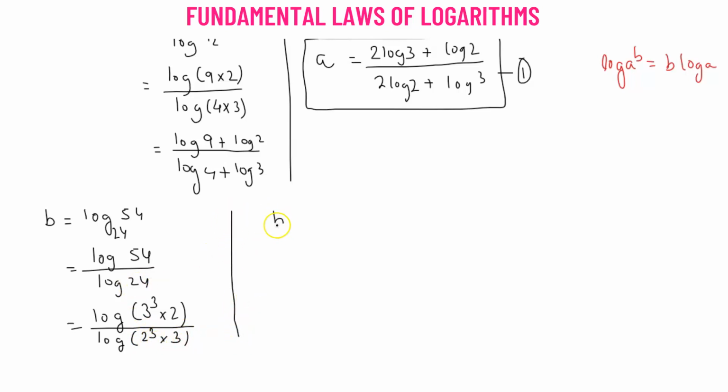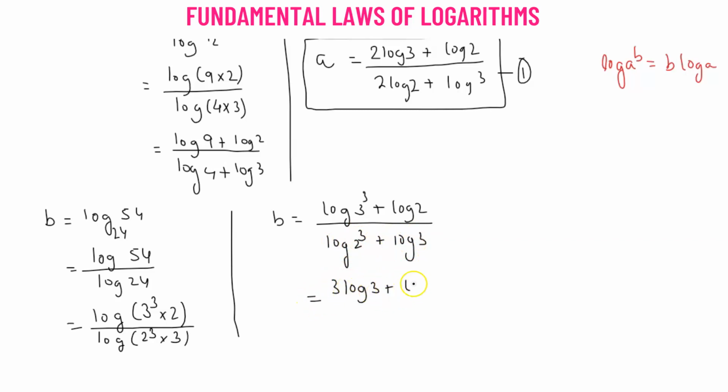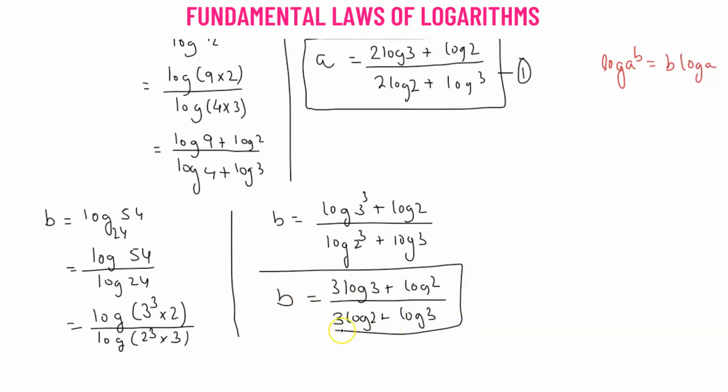So this gives us b equals log of 3 cubed plus log of 2 divided by log of 2 cubed plus log of 3. Or simply put, this becomes 3 times log of 3 plus log of 2 divided by 3 times log of 2 plus log of 3. So this is the value of b. Let's label this as equation number 2. Now we will use these values of a and b to find the value of our given expression.